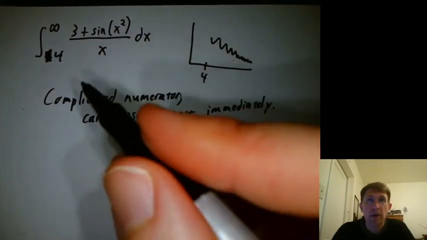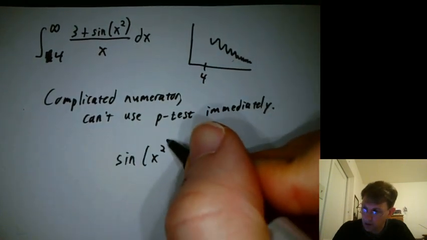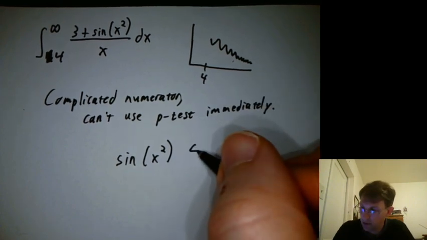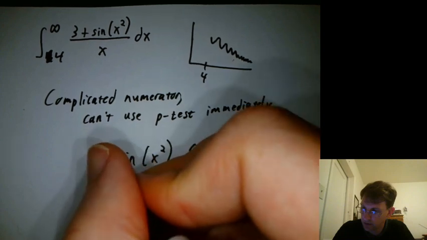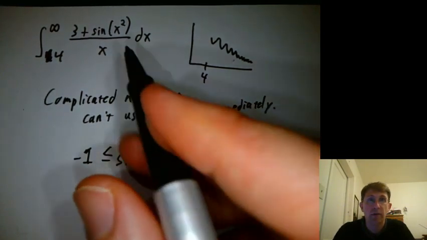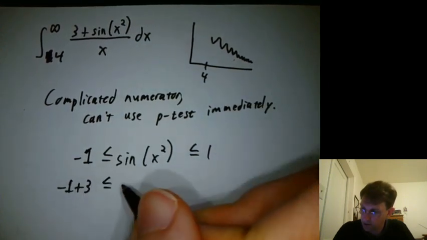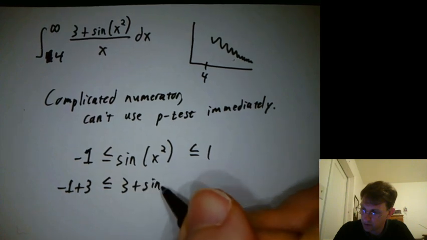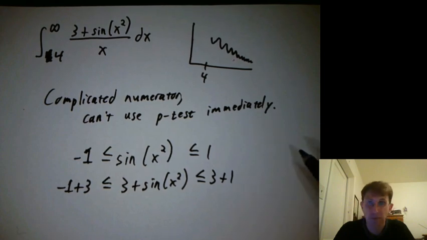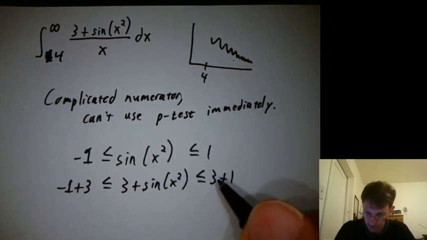Well, what do we know about what's going on? What can we say about sine x squared? Well, sine of anything is what? Between -1 and 1. So what about 3 plus sine x? So we could add 3 to each of those. And then what? Well, let's go with this side.